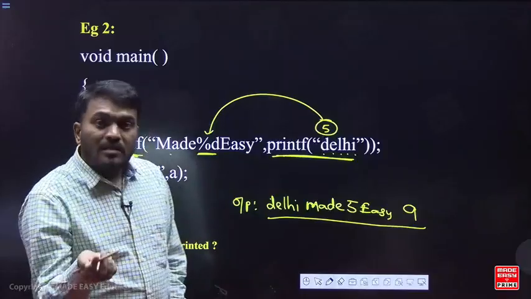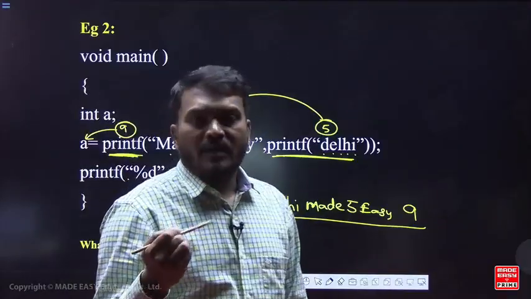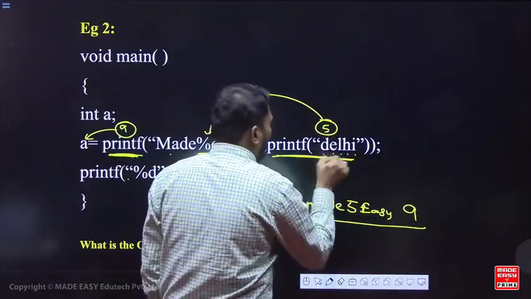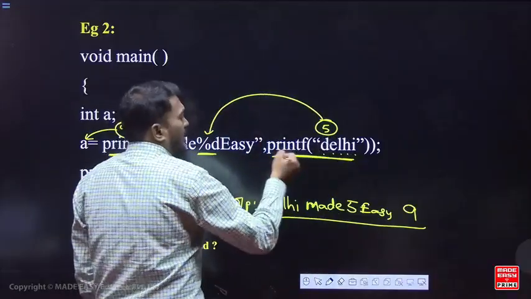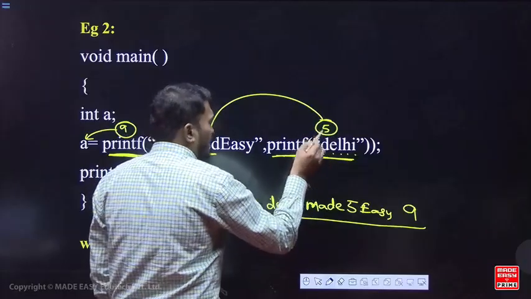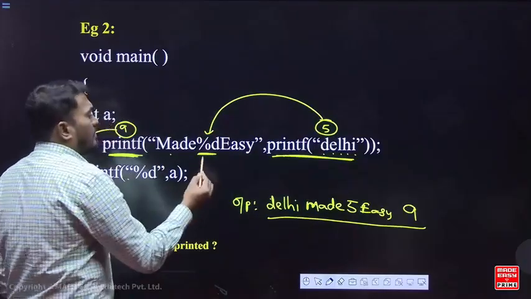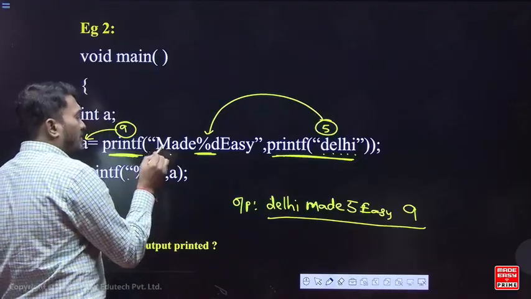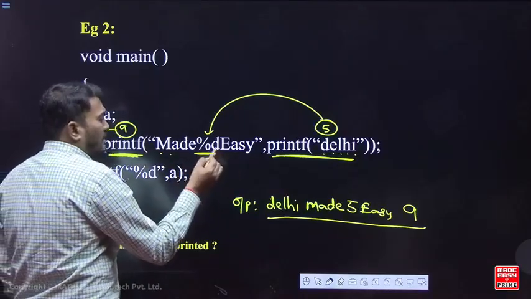Those are the rules designed by Dennis Ritchie. Printf evaluates from this side. First, Delhi will be printed, and next, this entire thing, how much is it returning? 5, because 5 symbols are displayed on the screen. That 5 will be taken care of by %ld. Next, it will print made, and in place of %ld, 5 easy.